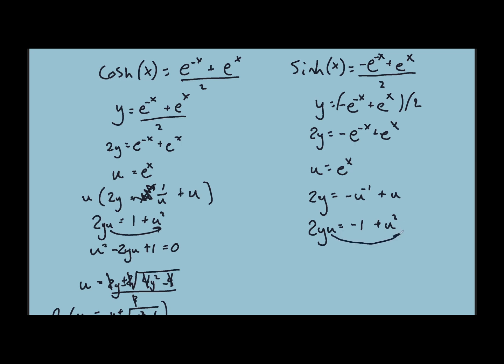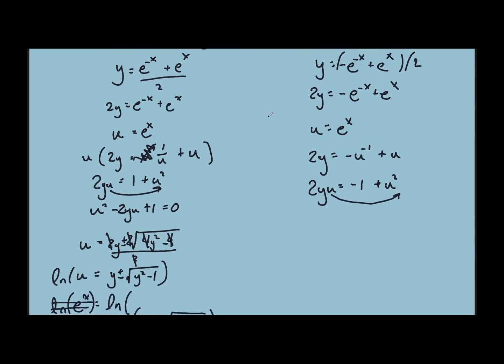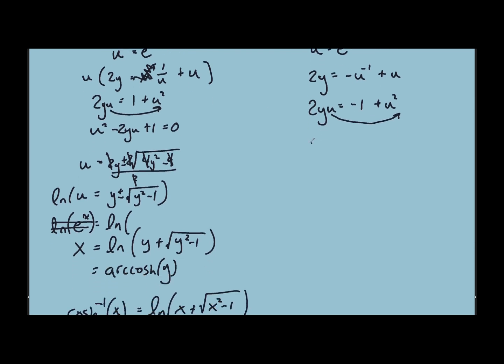Bring the 2yu over. Starting to feel a little better than last time, I hope. So you get kind of the idea. We get u squared minus 2yu minus 1 equals 0. Quadratic equation time. You got to do it. Can you walk me through it? Tell me in the comments section, honestly, if you forgot the quadratic equation, because I had to go look it up. I haven't taught it since last year, and I already get it wrong again. So I always just look it up.